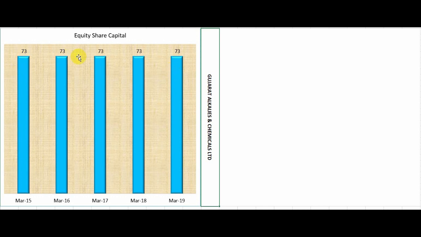We don't want the companies to add in more and more shares and raise more and more money. If the company is adding up more shares every year, basically that dilutes the profit that goes to each shareholder. So this is good. We want stability. We want to see a stable equity share capital.